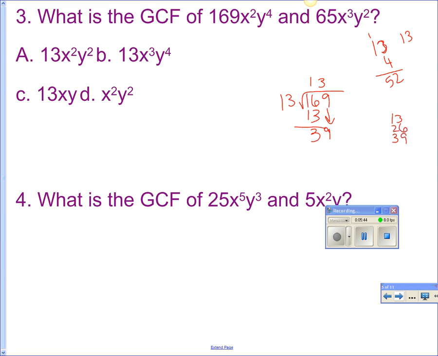What could I try? Or too small. 13 times what could I try? 5. Okay. 5, 1, 65. Okay, so does 13 go into both of these? Yes. So I can mark out D because it doesn't have a 13 in it. So I need a 13.